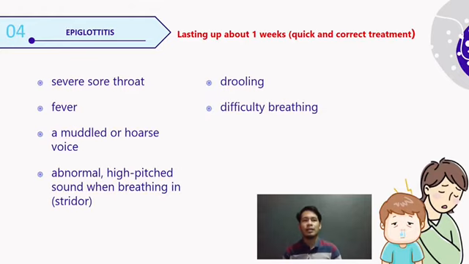Then next we have epiglottitis. Signs and symptoms for epiglottitis are severe sore throat, fever, a muffled or hoarse voice, and then you will have an abnormal high-pitched sound when breathing in, which we call a stridor, drooling, and difficulty in breathing. The last one is otitis.